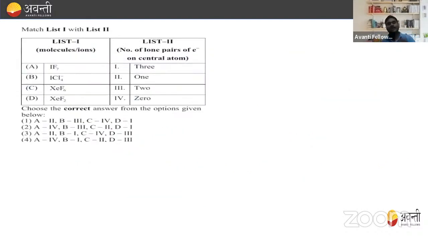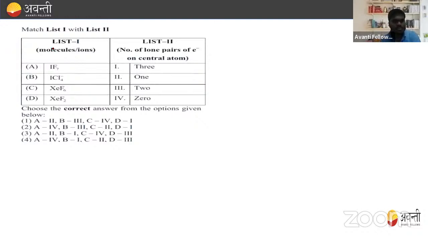Next, move to the next question. This is also a very important question, and this type of question comes very regularly. These are very important questions, and they come almost every year. Okay, so how can we solve such a question?